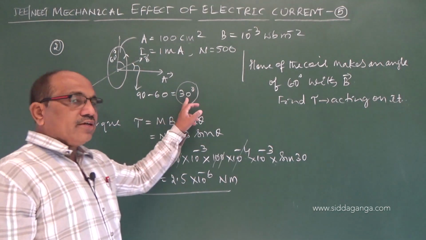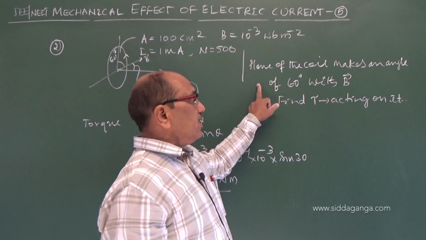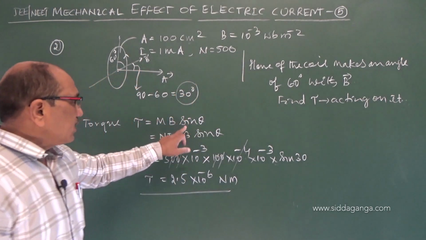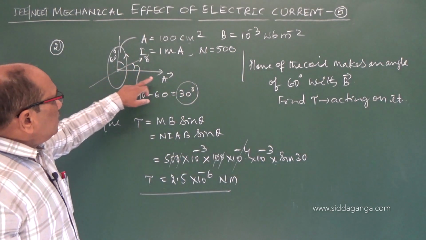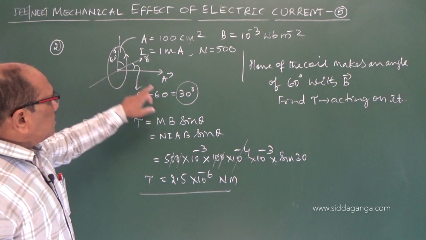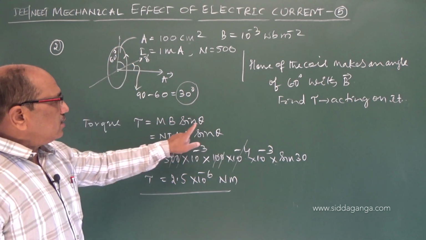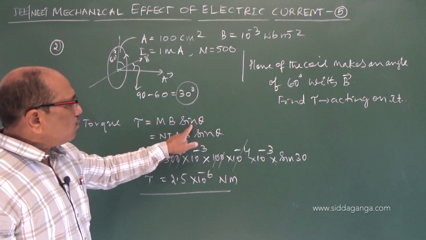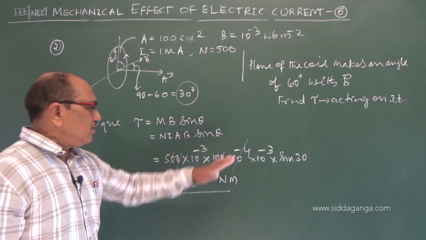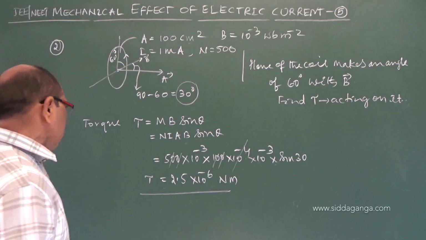I hope you followed here. If they give the plane of the coil making an angle of 60 degree, and you are using sine theta, the angle is 90 minus 60. If you use the plane of the coil itself, then instead of sine theta you have to use cos theta. Cos 60 is also half, sine 30 is also half, so no change in the answer comes.